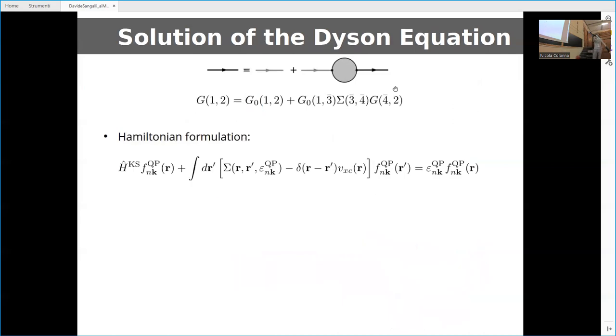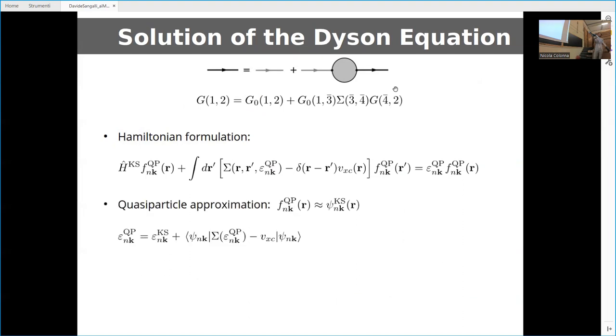Okay, after we have the self-energy, then we have to solve the Dyson equation, and the Dyson equation can be rewritten exactly in this form. And the last approximation, which is usually done in the implementation, is that we assume that the quasi-particle amplitudes can be well approximated by the Kohn-Sham ones. So in doing this, we just need the expectation value of the self-energy, so we're just taking the diagonal elements, and then the quasi-particle energy comes as a correction to the Kohn-Sham states.